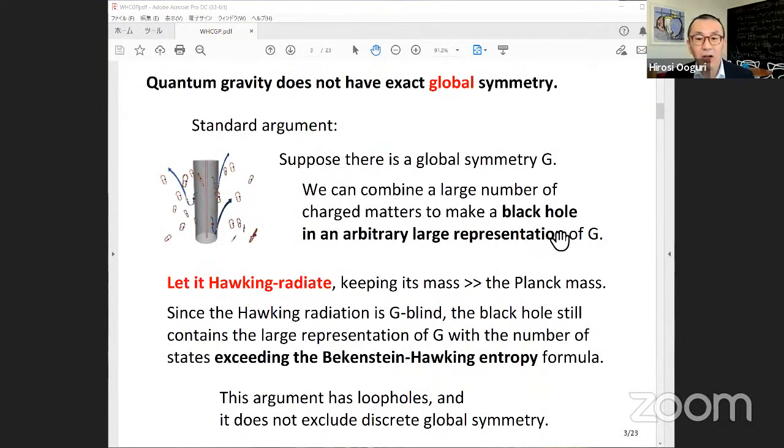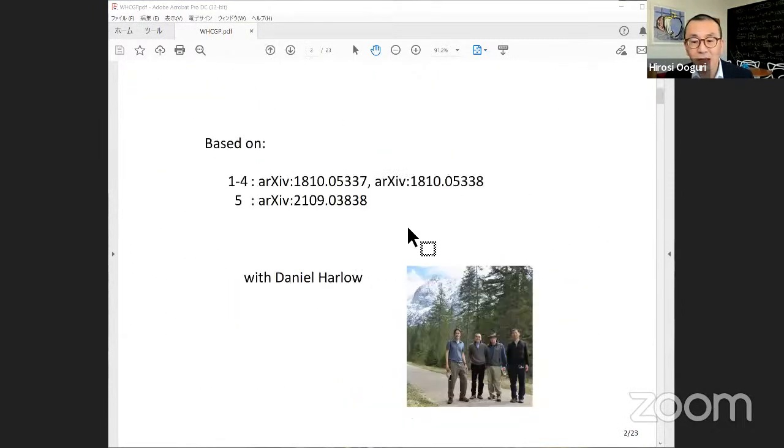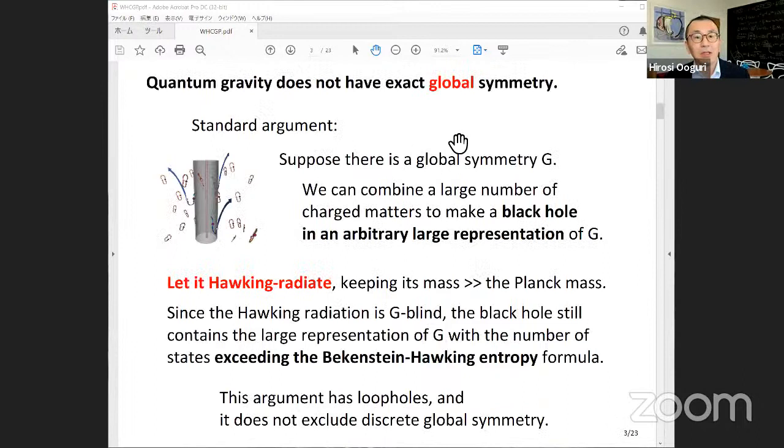Okay. So I'd like to talk about the symmetry and quantum gravity. And basically, I'm interested in constraints on symmetry for a consistent quantum theory of gravity. So there is a standard rule that quantum gravity does not have exact global symmetry. And there have been lots of arguments for this. I learned this from the paper by Tom Banks and Nathan Seiberg. And I think there is a lot of work on this subject.